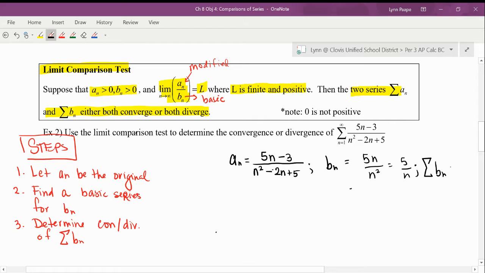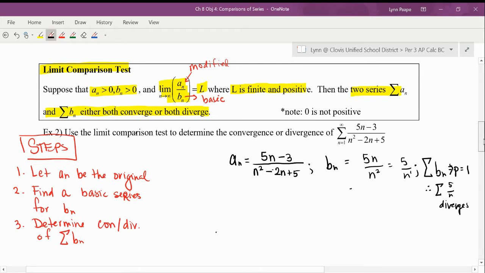So bn is a P series, right? And because it is a P series, I know that bn has a power of 1, and so that is equal to 1. So then I know that 5 over n will diverge. Right, for a P series, the power has to be strictly greater than 1, and it's equal to 1, so it would diverge.